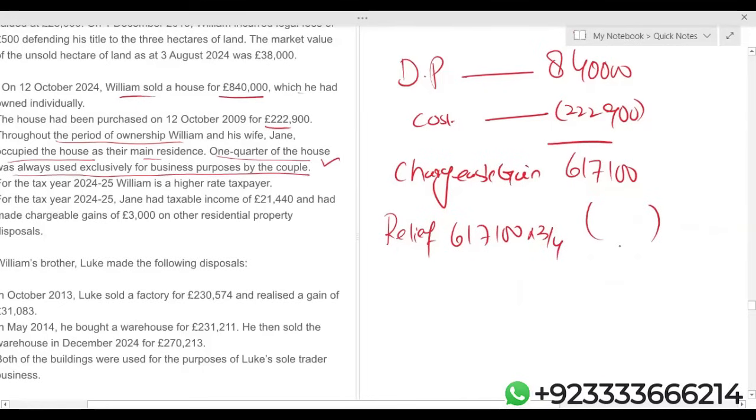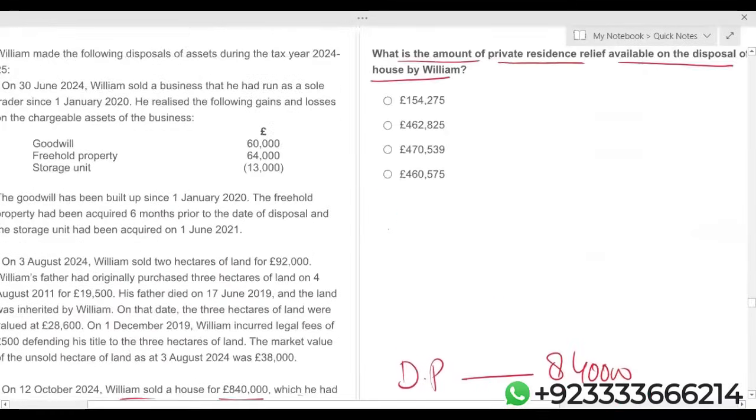617,100. 4,62,825. 1,54,275. But they're asking for relief, so relief is 4,62,825.